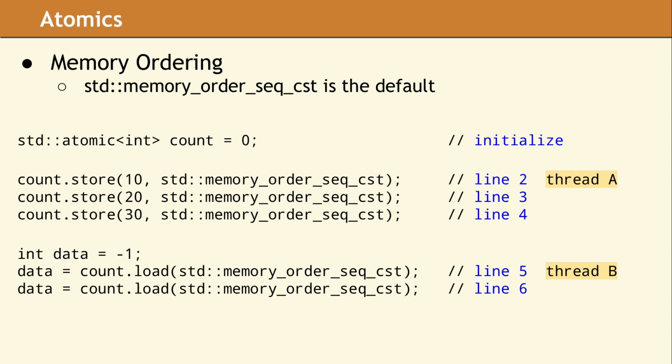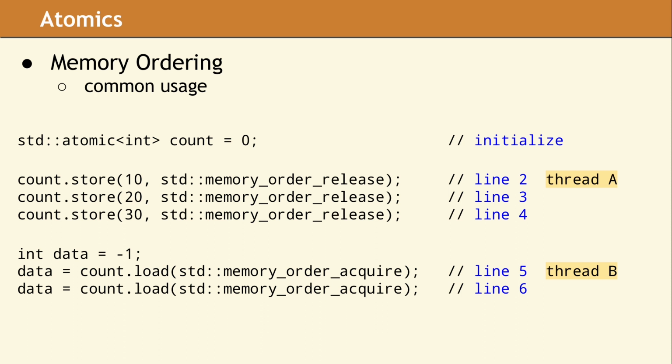Since sequential consistency is the default, the parameter we have in these examples could have been omitted from the store and the load operations. One of the most common ways memory ordering appears in multi-threaded code consists of a store using release mode and a load using the acquire mode. With these modes, the compiler and hardware now has more freedom to reorder other non-atomic reads and writes. In thread A, optimizations can happen before each store, and in thread B, optimizations can happen after each load.